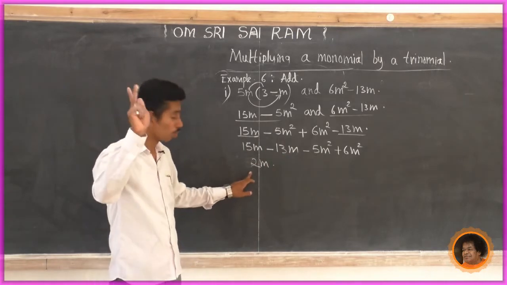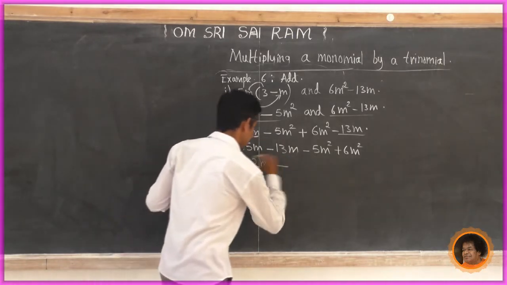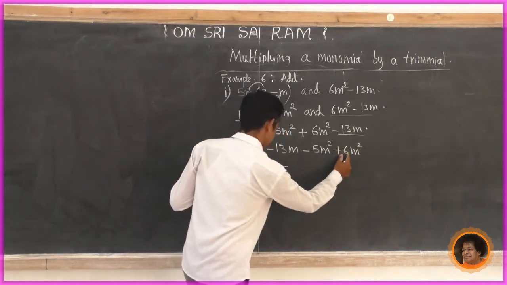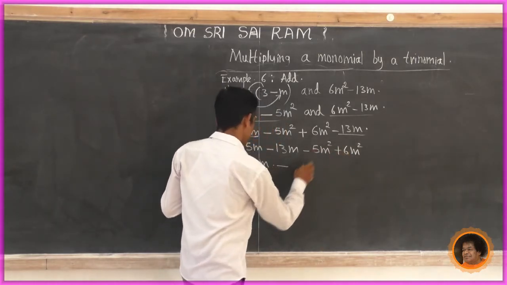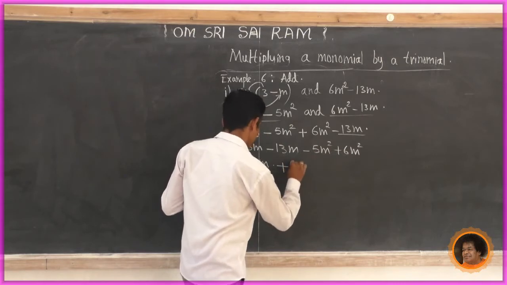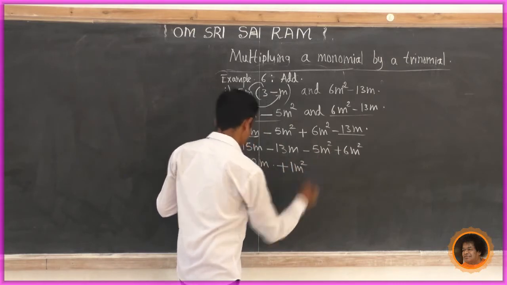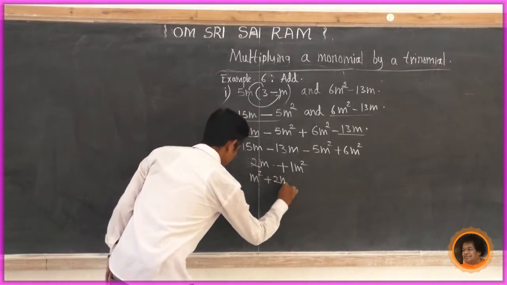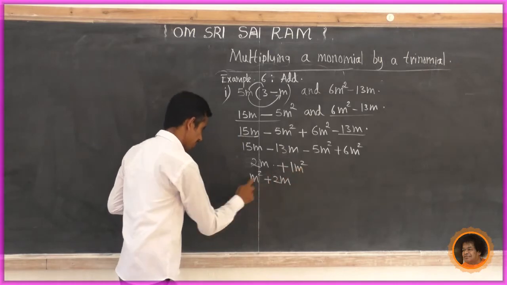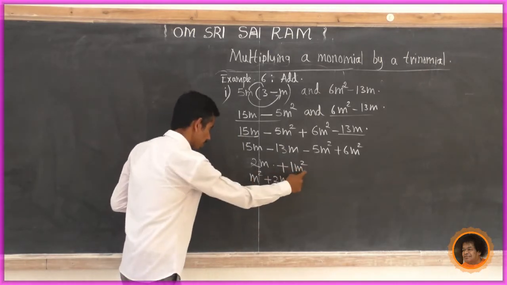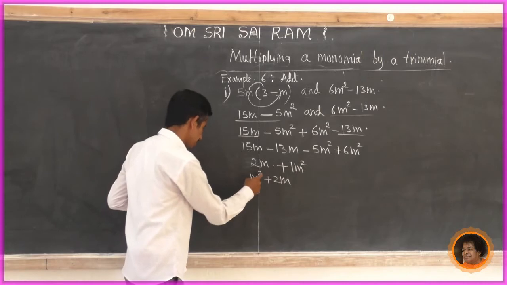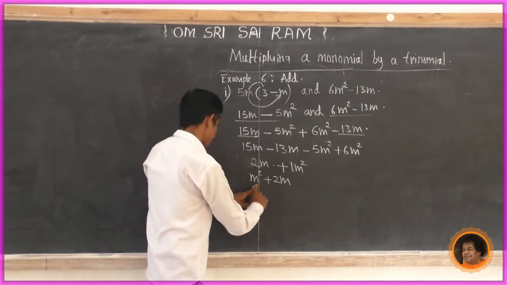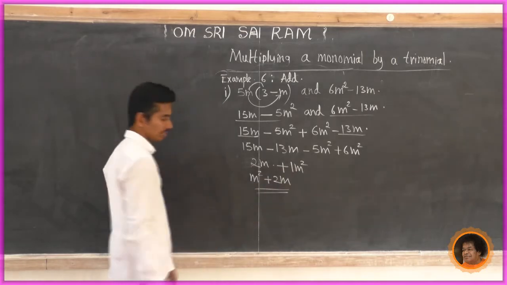It's not only 2. Then minus 5m squared plus 6m squared: minus 5 and plus 6, 6 minus 5 we get plus 1, so m squared plus 2m. 1m squared we can write as m squared; both are the same. Write the highest power first, then the lowest power. So m squared plus 2m is the answer for this question.